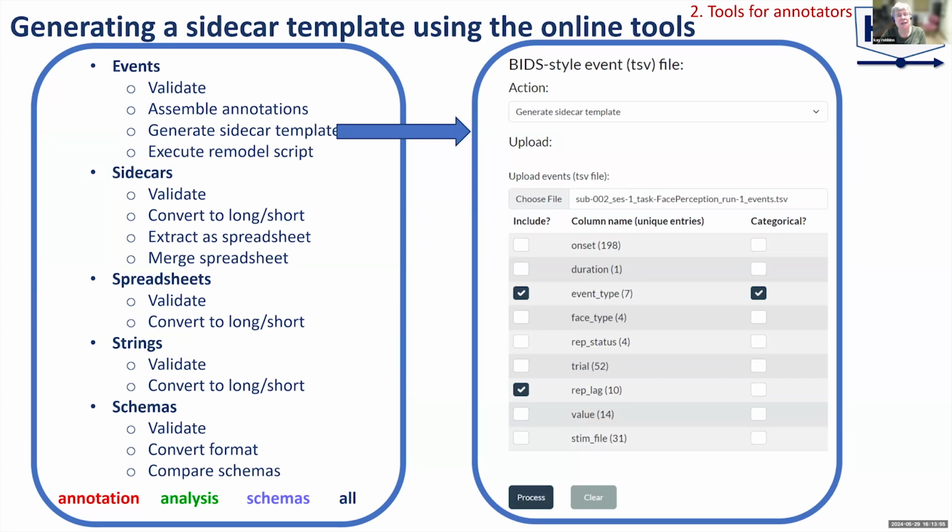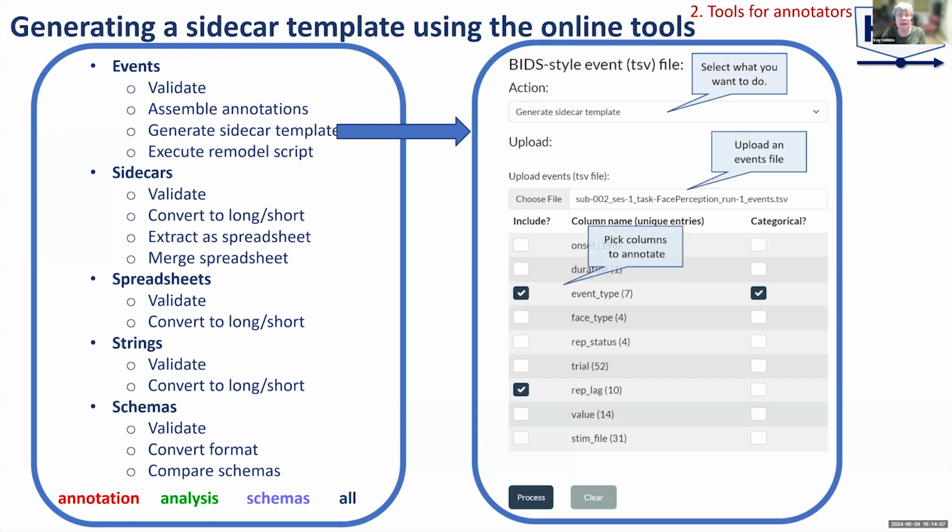It's from the events file, and the idea is you select what you want to do, in this case, generate a sidecar template. You upload your events file. And then when you upload the events file, the online tools analyze the file for its contents, and they produce a list of the column names of the event file and the number of unique items in each column.